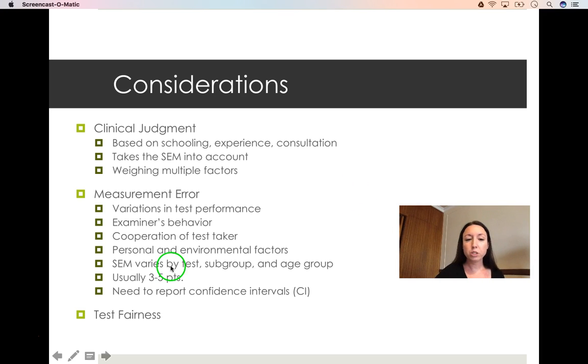Also important to notice that standard error of measure is not the same across age, test, subgroup, so type of individuals. So this pertains to individuals with intellectual disabilities. But that standard error, the measurement error, is usually 3 to 5 points. And make sure you report your confidence intervals with your score. And again, that's that range of plausible values.